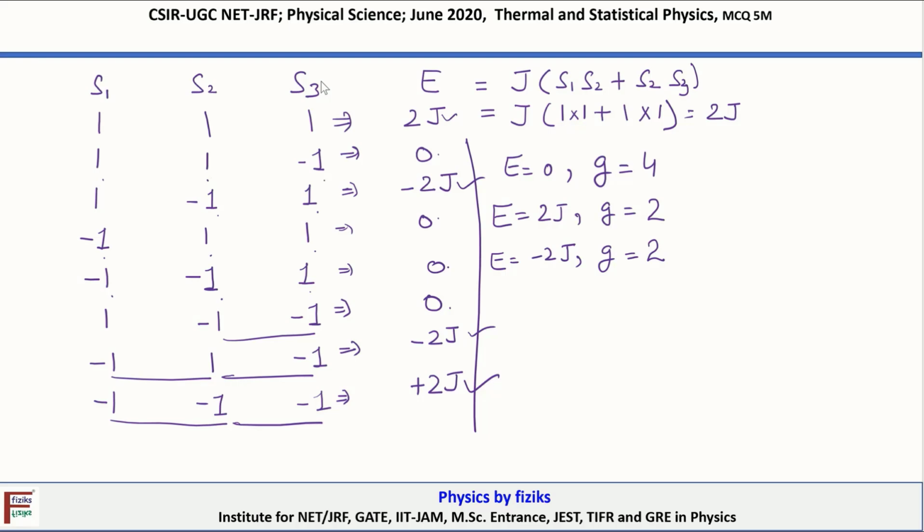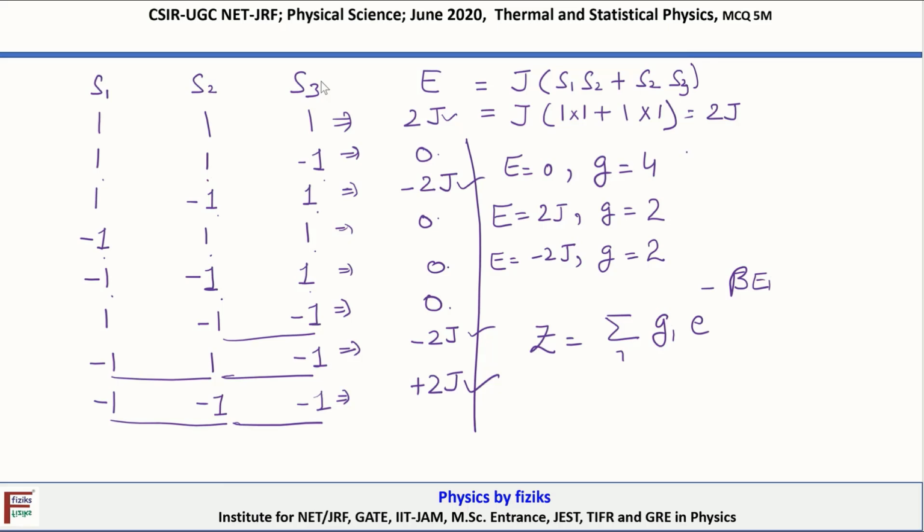So from here we can write the expression for the partition function, which is Z is equal to summation over i of g_i exponential minus beta E_i. Okay, so let's move to the next page, and then we will write the expression for the partition function. Z, the partition function, is equal to summation g_i exponential minus beta E_i. Based upon the information that we wrote in the previous page, from here we can write the expression for the partition function.